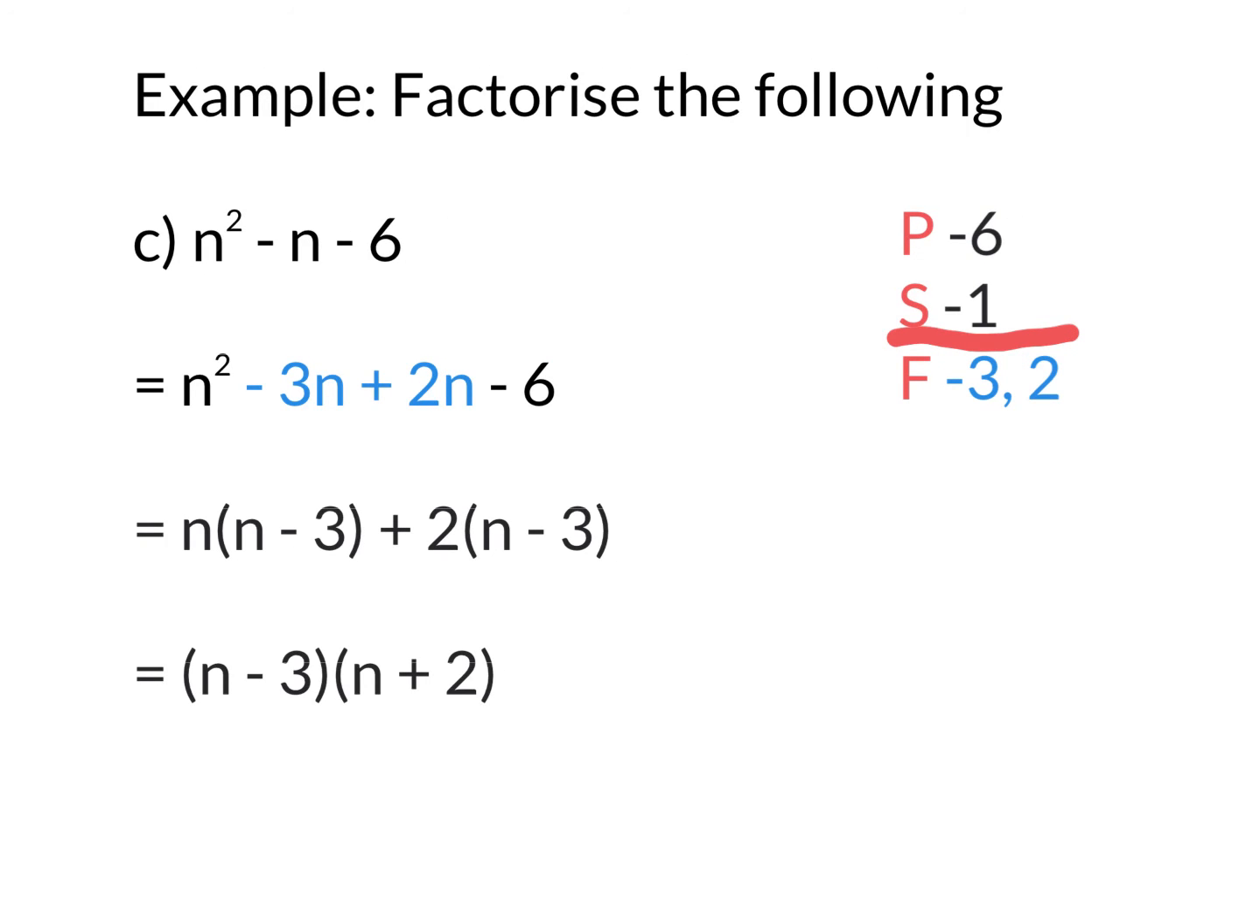A little bit harder. So our product in this case is -6 and our sum is -1. So two numbers that multiply to get -6 and add to get -1. That is -3 and 2, because -3 times 2 is -6 and -3 plus 2 is -1. So once again, those factors in blue are what I split that middle term, the -n, into: -3n plus 2n. Take out the common factors because it's 4 terms, and we end up with n minus 3, n plus 2. Thank you.